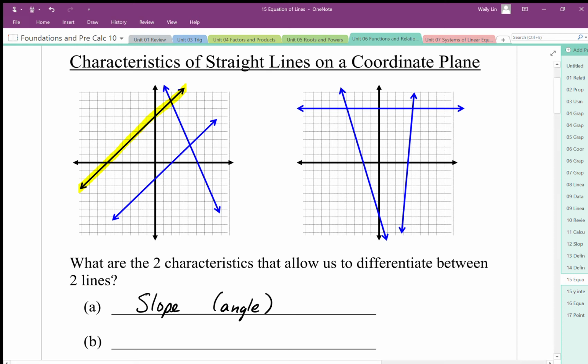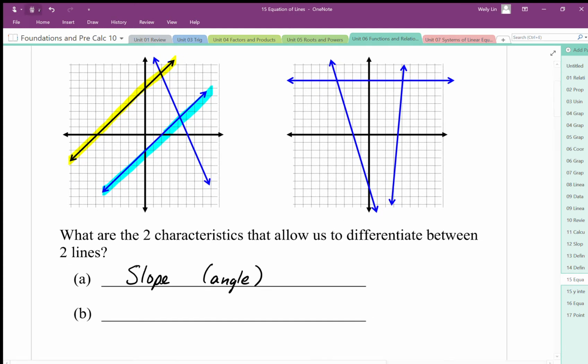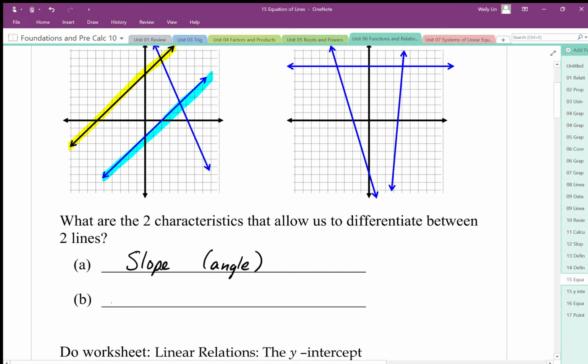The other characteristic that allows us to differentiate two lines is going to be this. When we look at these two lines, we cannot differentiate them by slope because they have the same angle. So the slope is not different between those two lines. But what's different between this blue line and the yellow line is that they're in two different spots. If I slid them into the same spot, they would represent the same line. However, they are in two different positions, so we're going to differentiate that line by position.